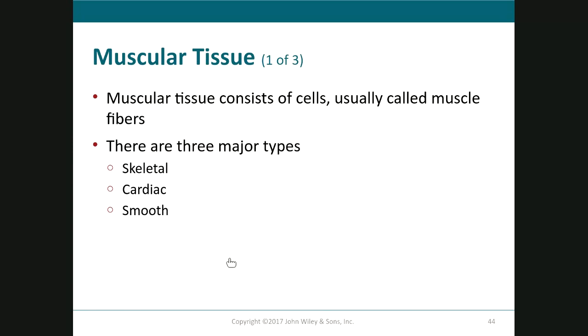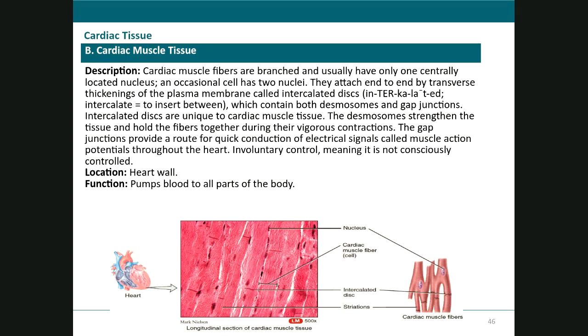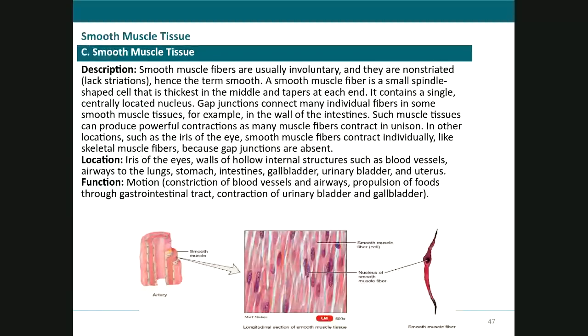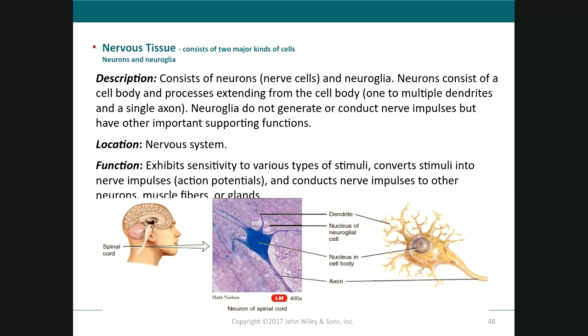So other types of tissue we'll briefly go over here are the muscle tissue. There's three types: skeletal, cardiac, and smooth. Skeletal muscle is under voluntary control. Cardiac muscle is only in the heart, and smooth muscle is involuntary, and we see this in areas like our blood vessels, our intestines, the gastrointestinal system. We will go over all of these in greater detail. Nervous tissue. There's two types of cells in nervous tissue, neurons and neuroglia, and we will go over this in great detail in the near future.